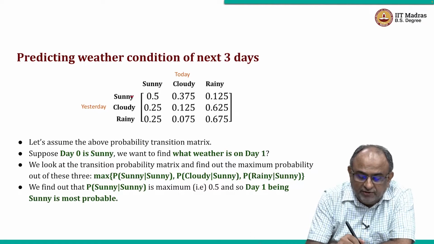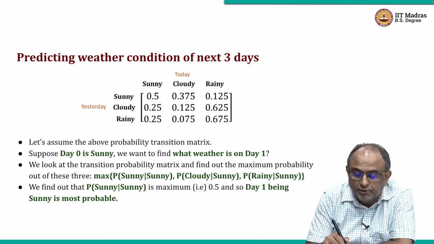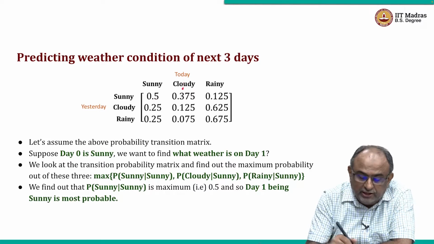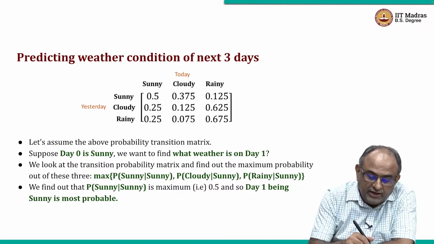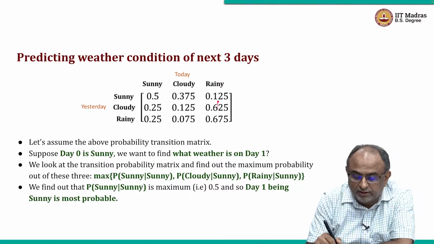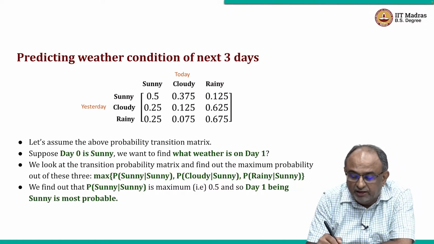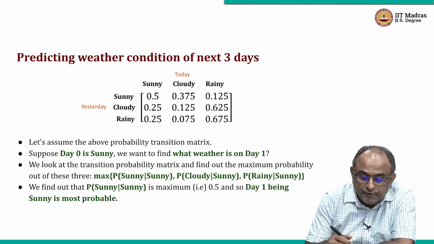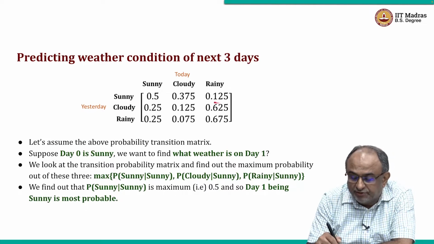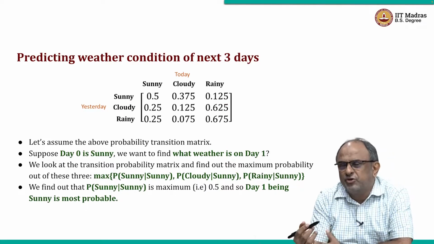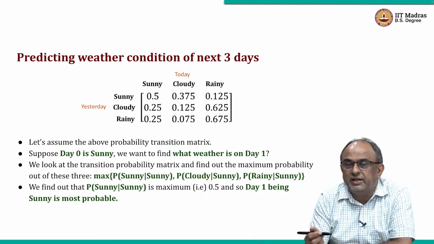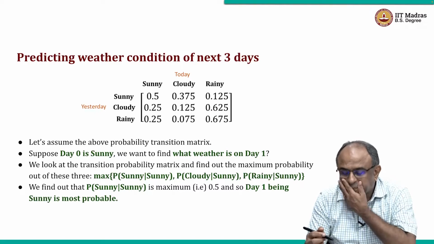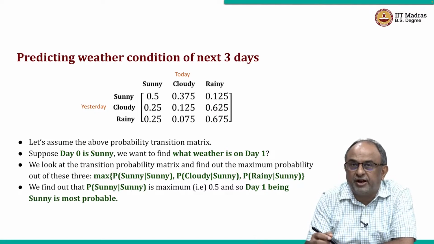So probability of sunny given sunny is 50% of the time. Probability of cloudy given sunny, the previous day was sunny, is 0.375. Probability of rainy given sunny is 0.125, like that. So whenever the previous day was sunny, there's very little chance of the next day being rainy. Similarly, whenever it is cloudy, there's a very high chance of the next day being rainy. So it seems reasonable, and whenever it's rainy, often it continues to be rainy the next day. Okay. So this is a 5-day forecast.